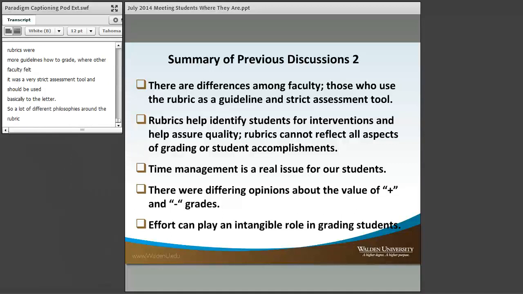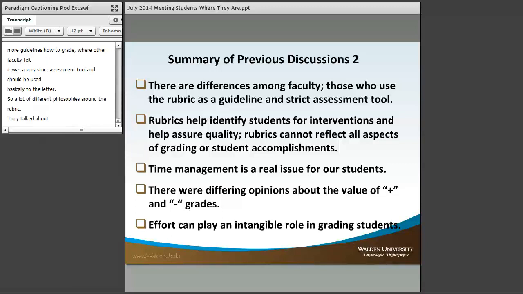They talked about how rubrics help identify students for interventions and help assure quality, but they certainly can't reflect all aspects of grading or student accomplishments. So a lot of nuance around how rubrics were used within different courses, programs, and for different purposes by different faculty.